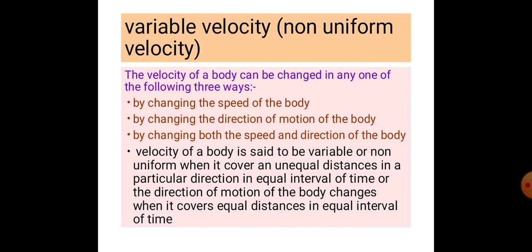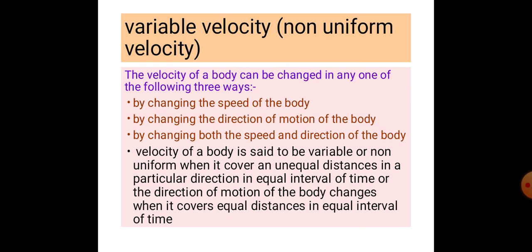So the velocity of the body can be changed in any one of the following three ways. First is changing the speed of the body. Second is changing the direction of the motion of the body, and third, by changing both the speed and direction of the body. In this way, the velocity of the body is said to be variable when it covers unequal distances in a particular direction in equal intervals of time, or the direction of the motion of the body changes even when it covers equal distances in equal intervals of time.